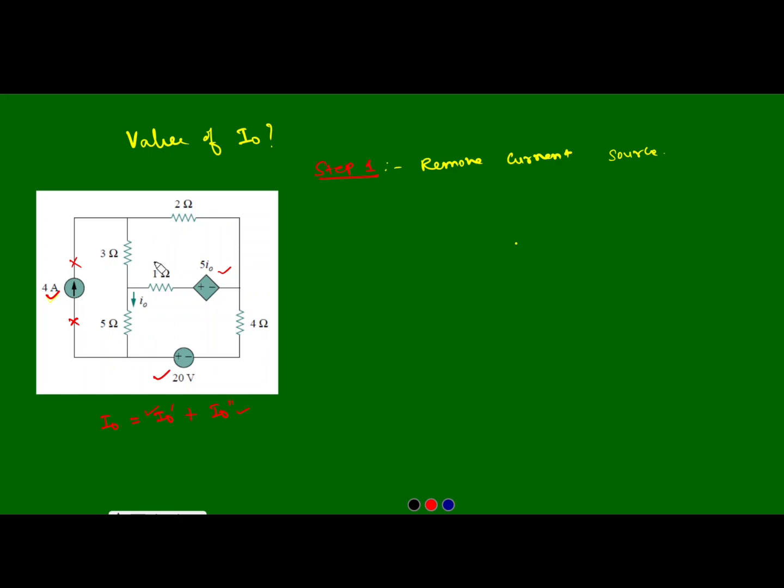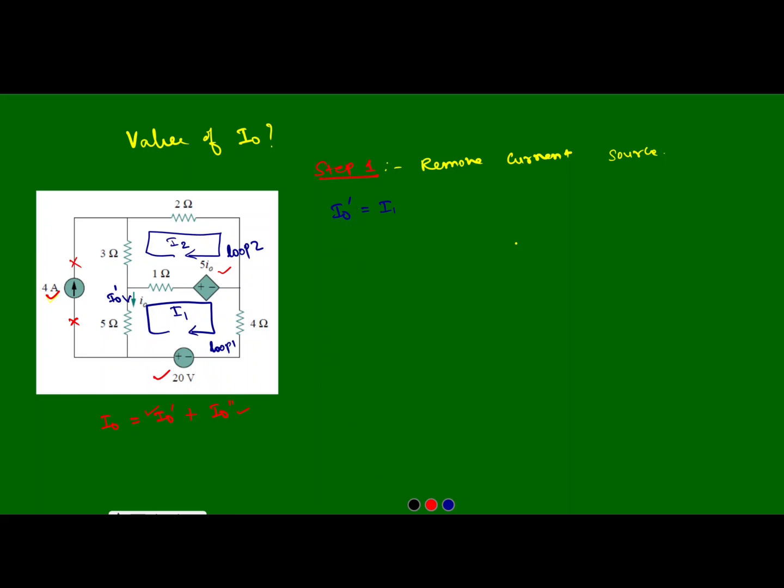For application of KVL, we need to mark the loops. So first we will mark the loop. Say this is current I2, and this is loop current I1, and this is loop 1, this is loop 2. The current flowing through this will be I0 dash. Now in this circuit, the I0 dash is equal to I1. Whenever we are finding the value of I1, we need to apply the value of I0 dash.